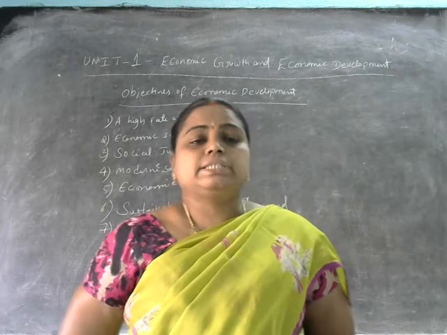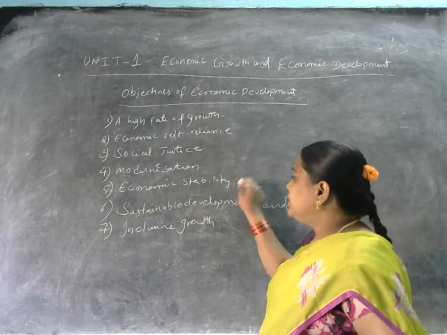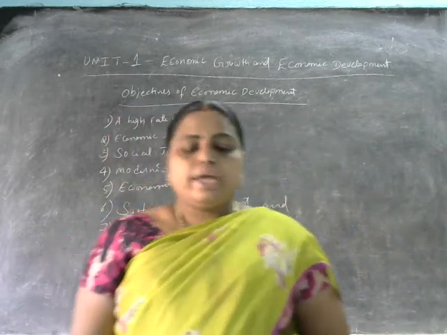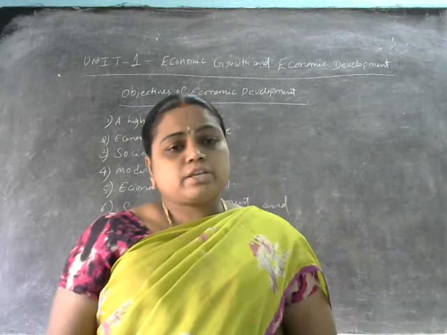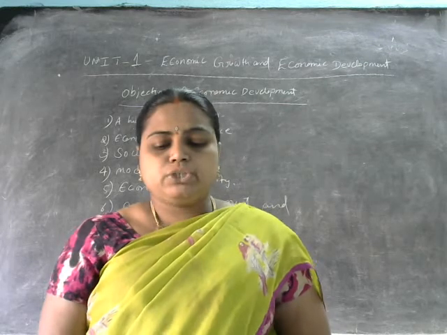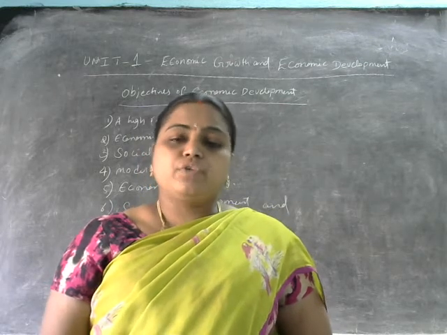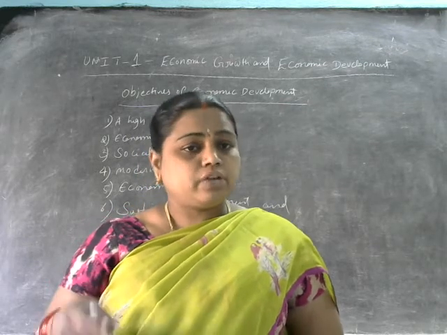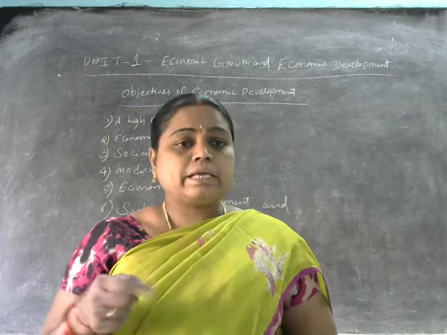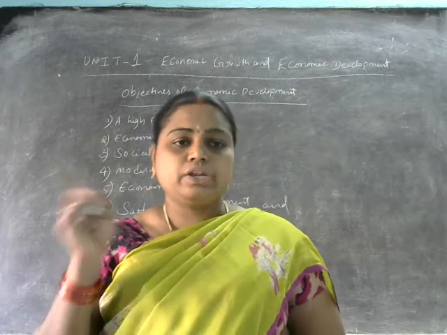And the next objective is economic stability. So what is actually economic stability here? Economic stability is ensured when there is non-inflationary full employment growth. Inflationary means what here? The increasing of the food grains rate. The increasing of the food grains rate is called inflationary.